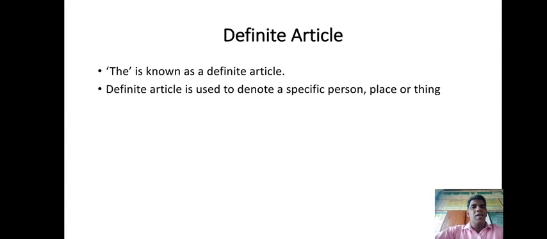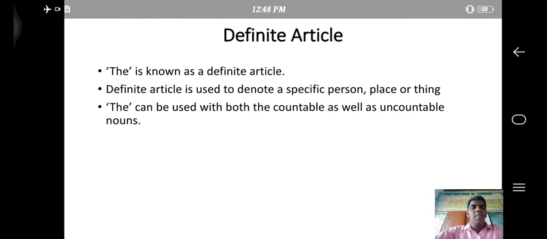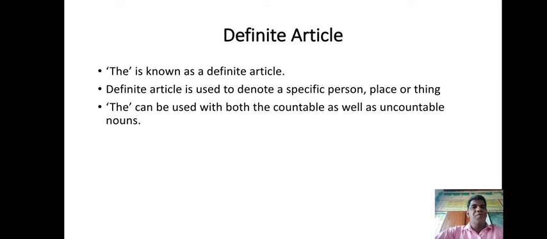The definite article is used to denote a specific person, place or thing. It means that whenever we want to refer or speak about some particular or specific noun, that is a person, place or thing, we can use the definite article "the". Now, "the" can be used with both countable as well as uncountable nouns.